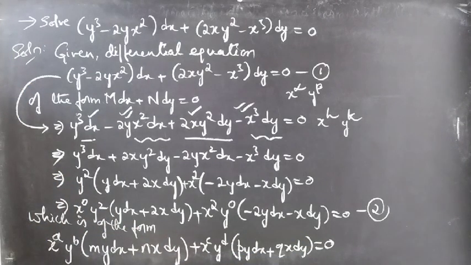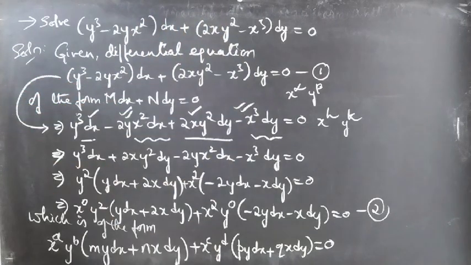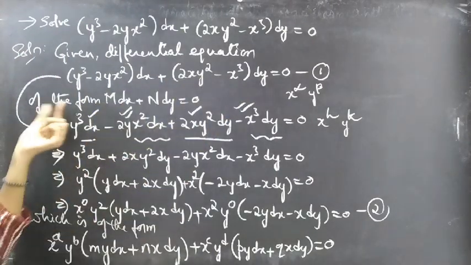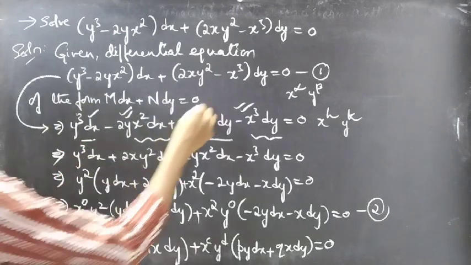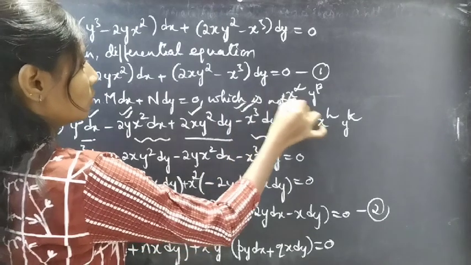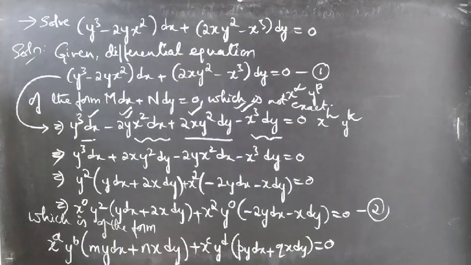Okay, and here we are given a differential equation of M dx plus N dy equal to 0 form, which is not exact. That I'll show you later, which is exact or not. Firstly, you have to check whether the given differential equation is exact or not. Since the given equation is of the form M dx plus N dy equal to 0, which is not exact. I'll show this later, finally, after finishing the problem.